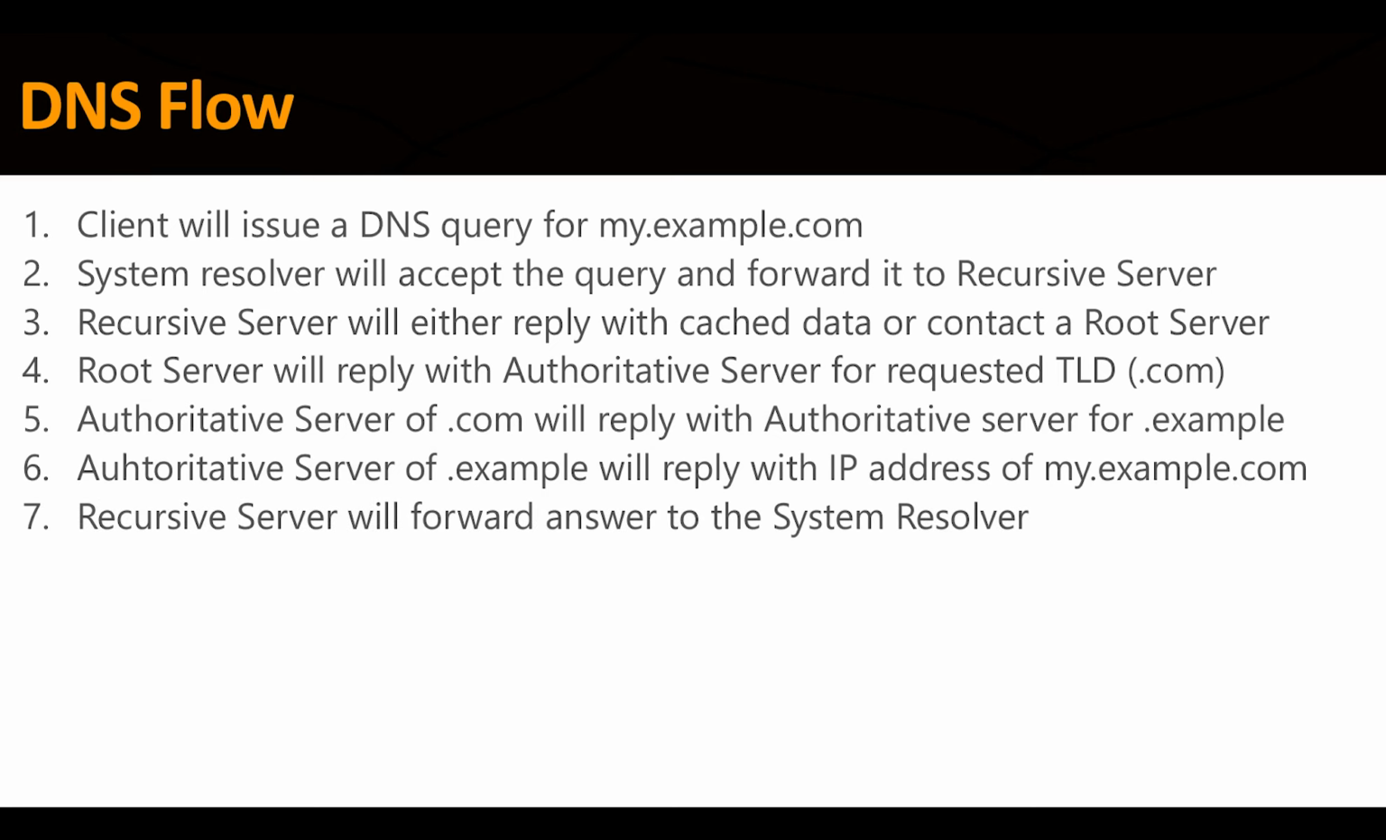Then recursive server will forward the answer to the system resolver. So this is now in our operating system, and system resolver will forward the answer to the client. Important thing to remember or to understand in here is that most servers will have their own cache. So it's likely that the recursive server will skip a few points here and wouldn't ask for the IP address of .com or .example, and it would probably know it. So the process will be much shorter in real life. I just wanted to show you how the full scenario looks like.